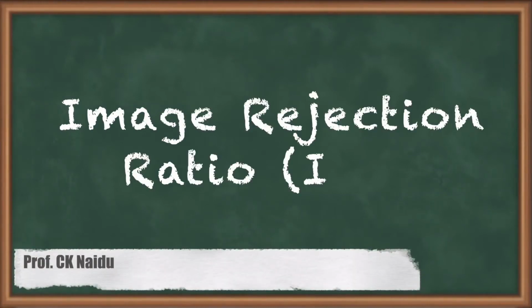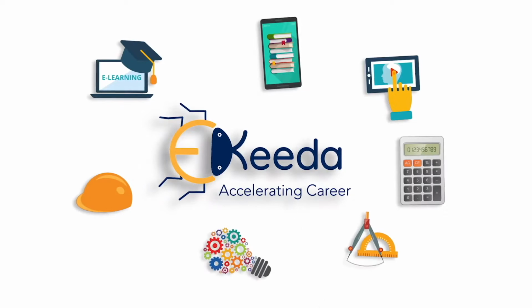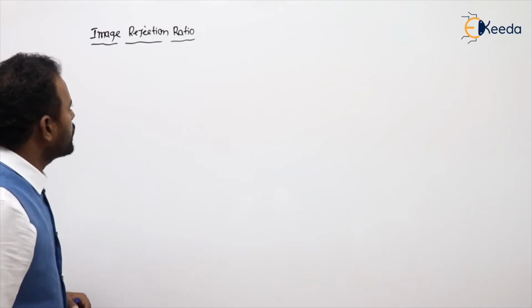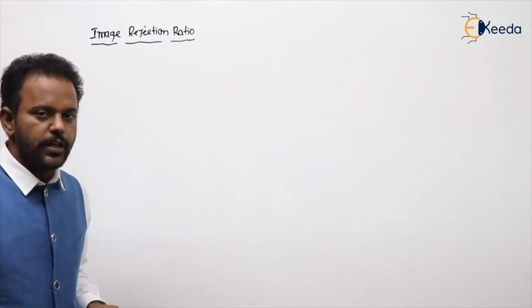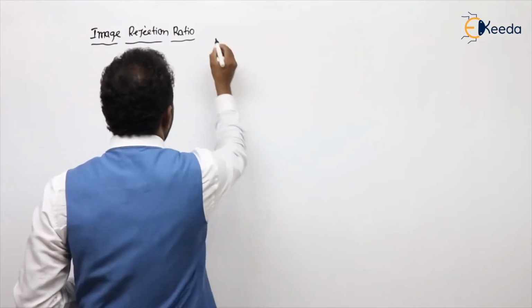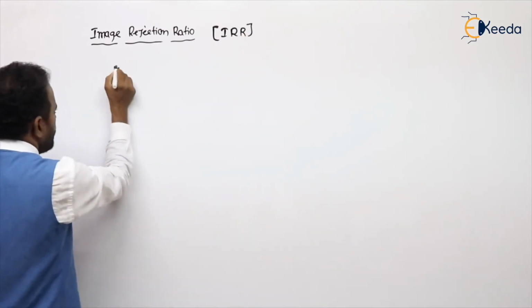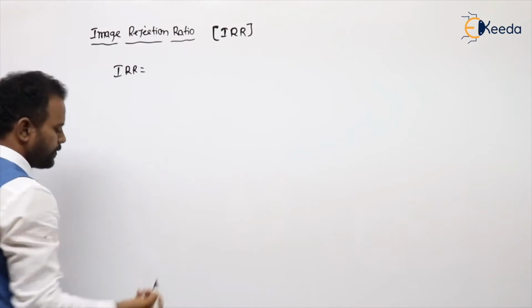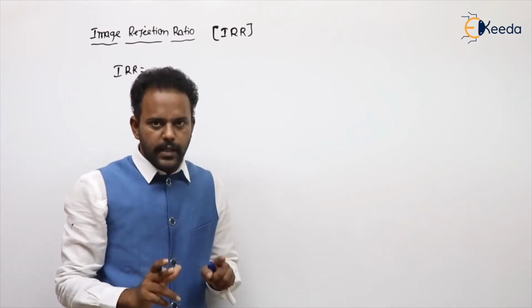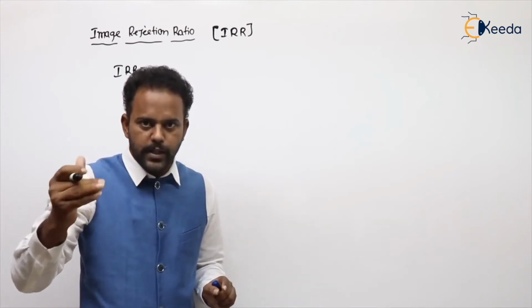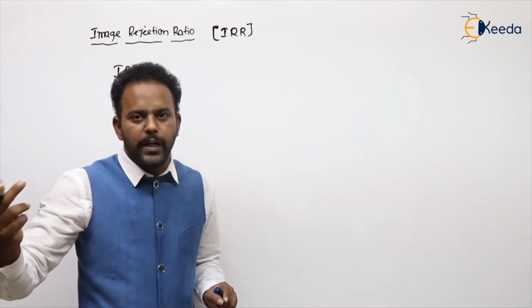Hello students, in this video we will be learning about IRR, that is image rejection ratio. Now in this topic we are going to be discussing the image rejection ratio, that is called what? IRR. What is this IRR? IRR is simple. Image rejection ratio is the ratio of gain offered to desired frequency by gain offered to image frequency.